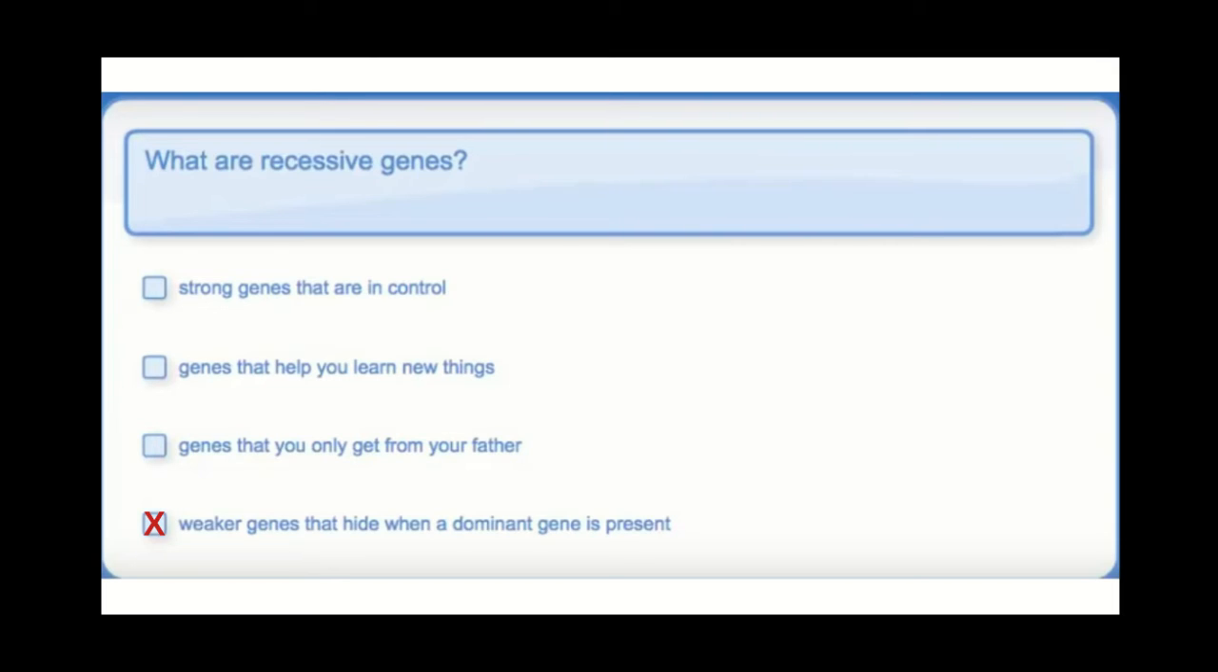Weak genes. So the recessive gene is a weak gene that hides behind the dominant gene. Same as I told before about straight hair and curly hair. As an example, the father has curly hair, the mother has straight hair. So the child gets both genes, the gene for curly hair and the gene for straight hair. The straight hair gene hides and the dominant gene, the curly hair, wins, so the child will get curly hair.